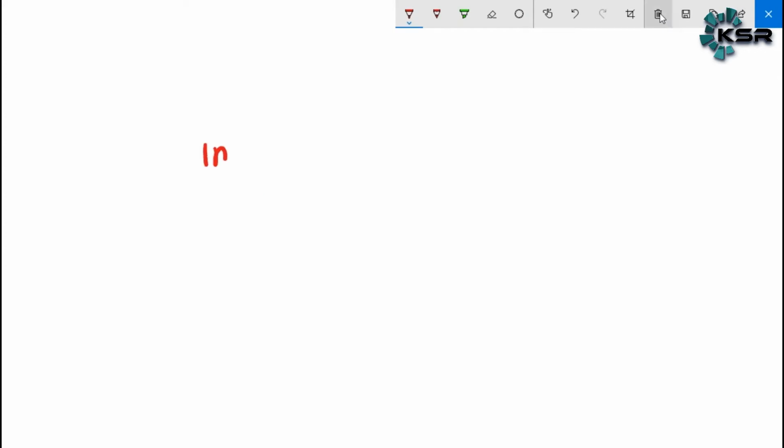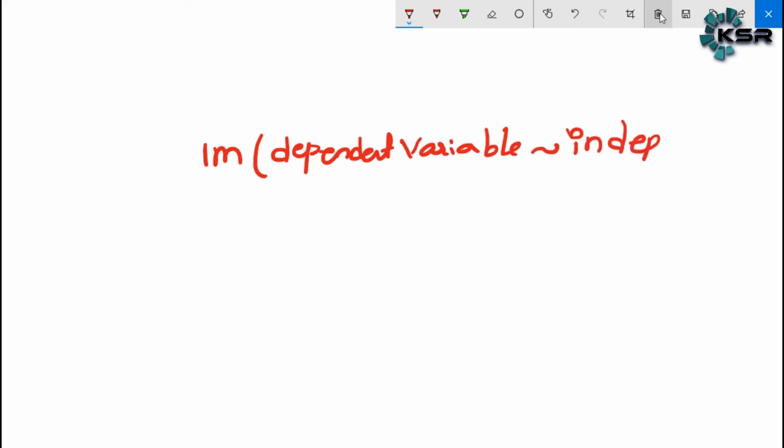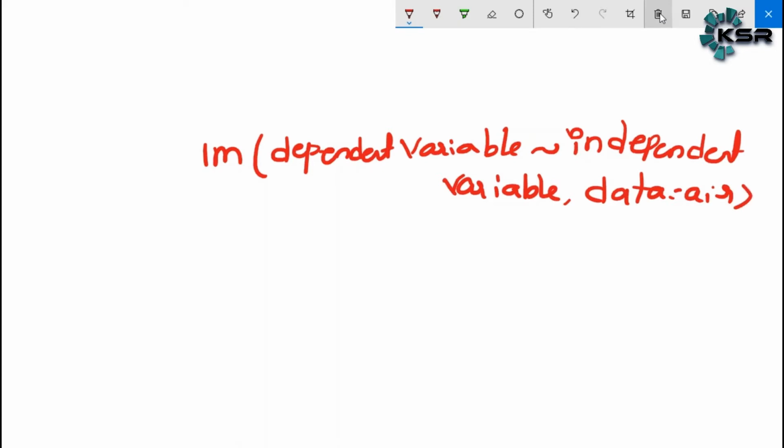the syntax of the linear regression: lm, dependent variable, tilde, independent variable, comma, data is equal to whatever example I kept, here it is a data set name. It depends on the data set and might change from point to point. lm of dependent variable tilde independent variable, comma, data is equal to the data set.